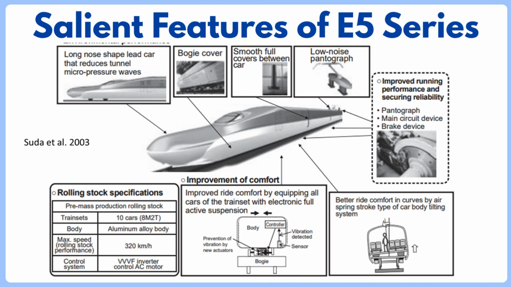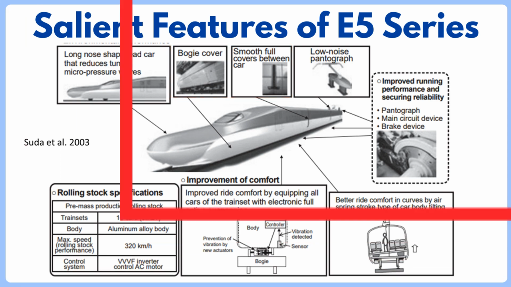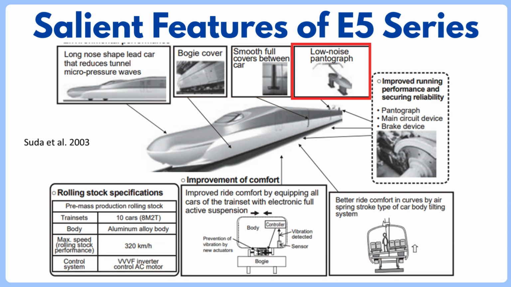The E5 series trains feature a long nose design to minimize micropressure waves in tunnels, bogie covers, and full intercar covers to reduce air resistance, along with a low noise pantograph. The E5 series has introduced active suspension, a computer-controlled system to suppress vibrations, offering a significant advancement over traditional methods.